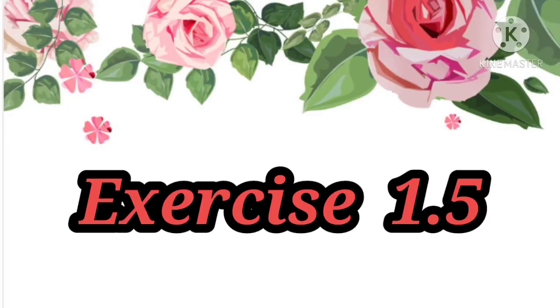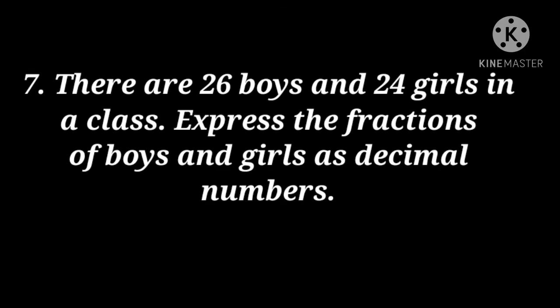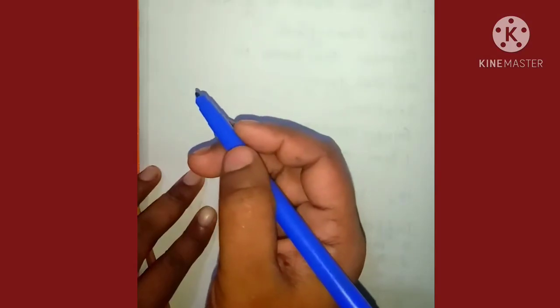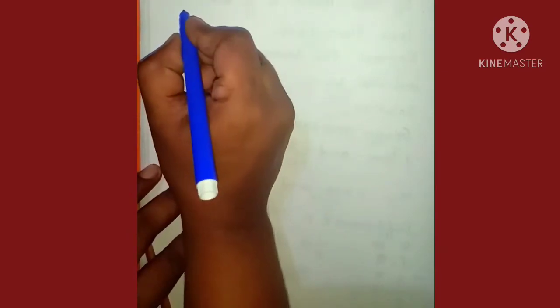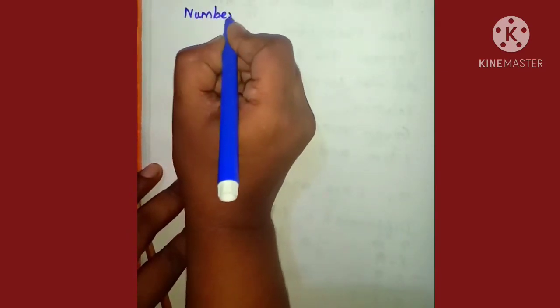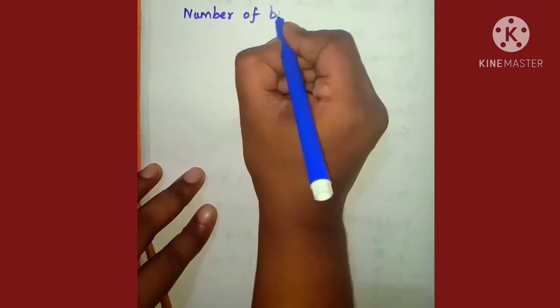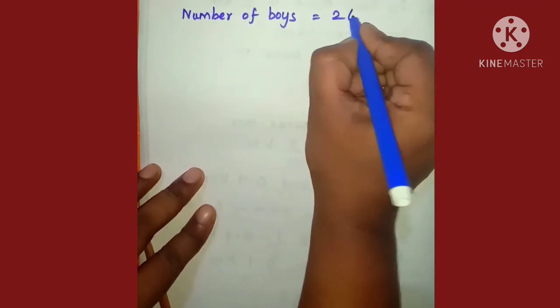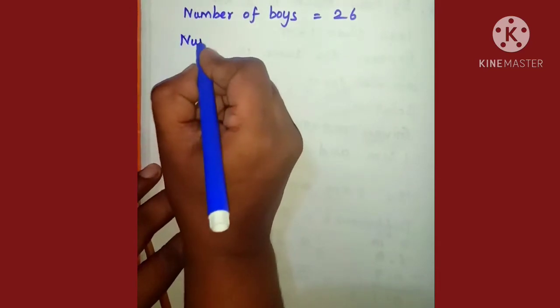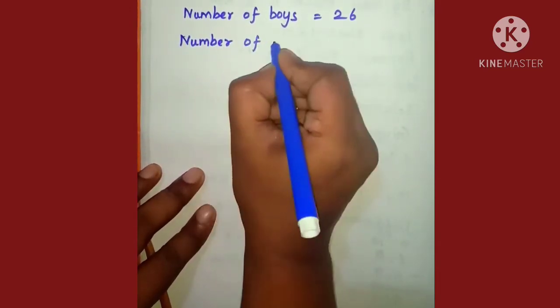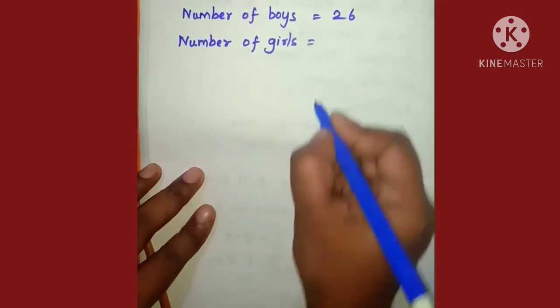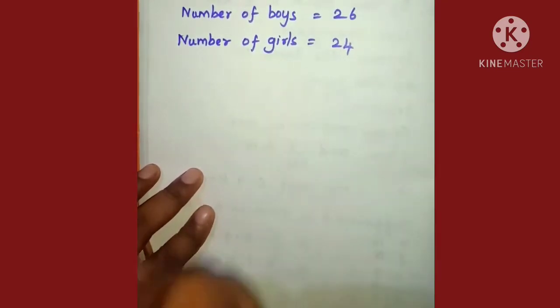Now we are going to see exercise 1.5 problems. Seventh problem. There are 26 boys and 24 girls in a class. Express the fractions of boys and girls as decimal numbers. So, here the solution. Number of boys in a class is equal to 26 and number of girls in a class is equal to 24.